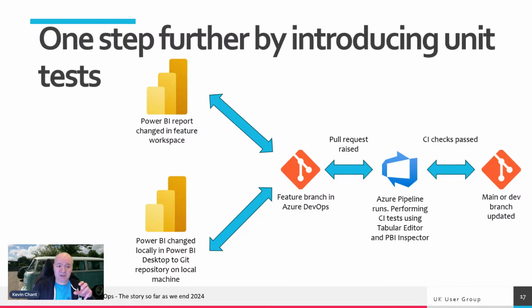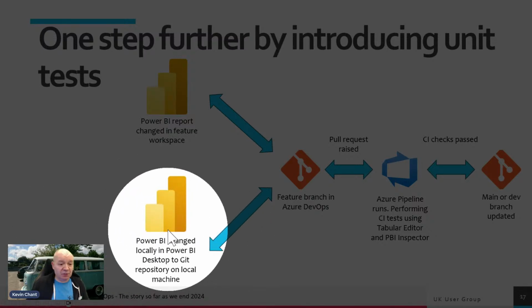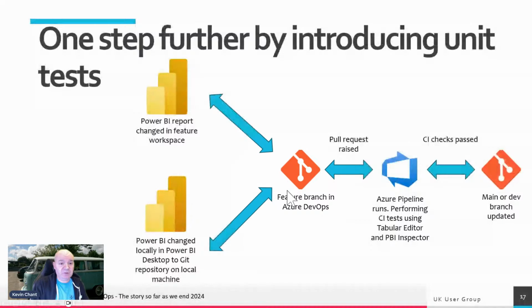Now, you can look to take it one step further by introducing unit tests or continuous integration tests. For example, here you can work with a Power BI report either directly in a feature workspace or locally in Power BI Desktop with Power BI Desktop projects. Have your Git repository locally if you're working on it locally, and synchronize it with your feature branch in Azure DevOps.